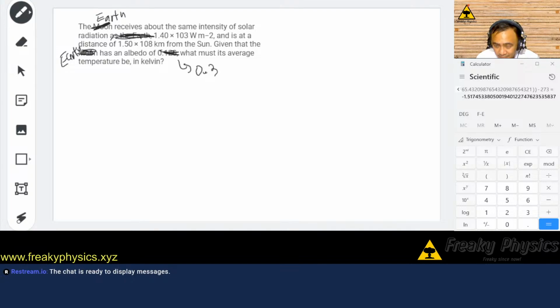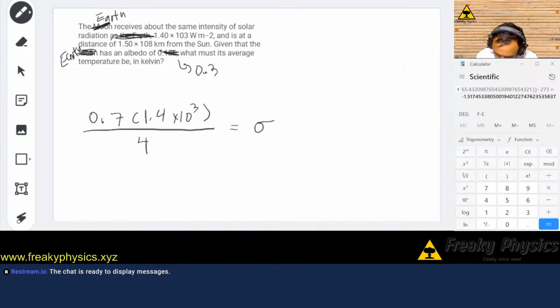So the fourth root of 0.7 times 1.4 times 10 to the 3, divided by 4, equals Stefan-Boltzmann. I'll just put the value in: 5.67, again a really fun number to memorize. Times 10 to the minus 8, and then 256.